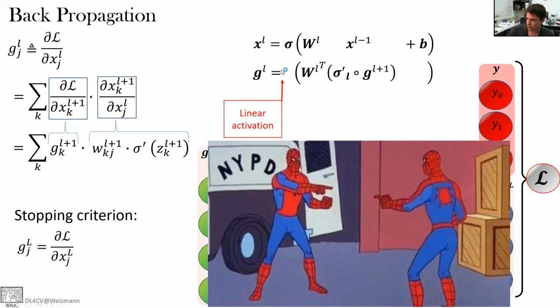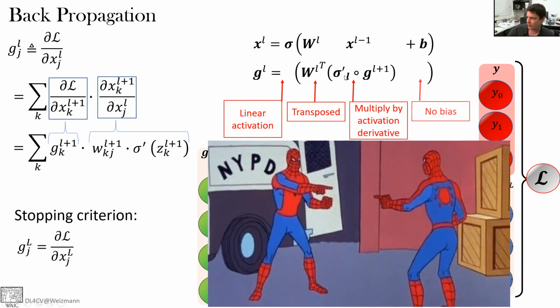So one important difference is that we have no activation. So calculating the gradients with respect to the neurons is actually a linear process. We don't have an activation. Second, we need to transpose all the weight matrices, and this makes sense, right? Because you can't multiply them otherwise. Third, we need to multiply by the derivative of the activation, right? All the neurons before we apply the weight to them. And lastly, we have no bias.